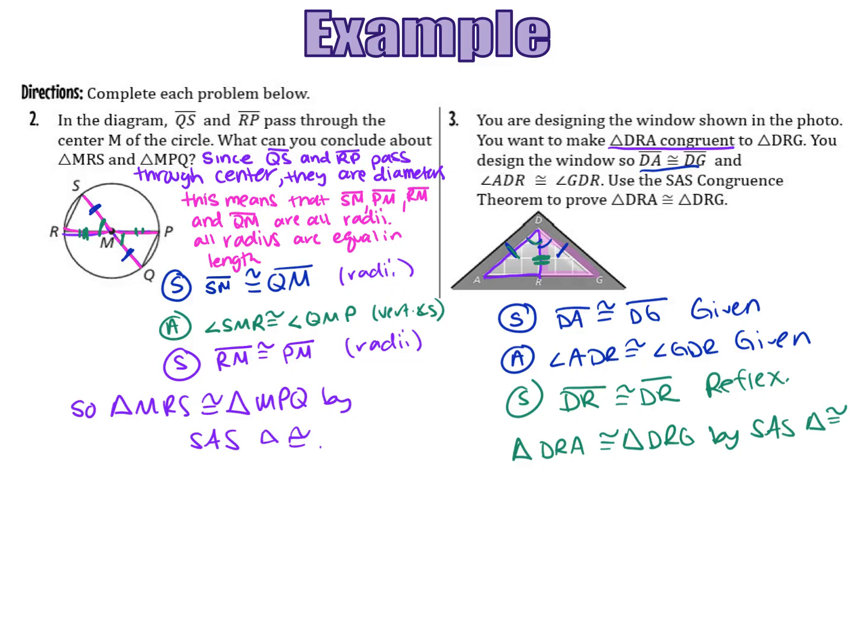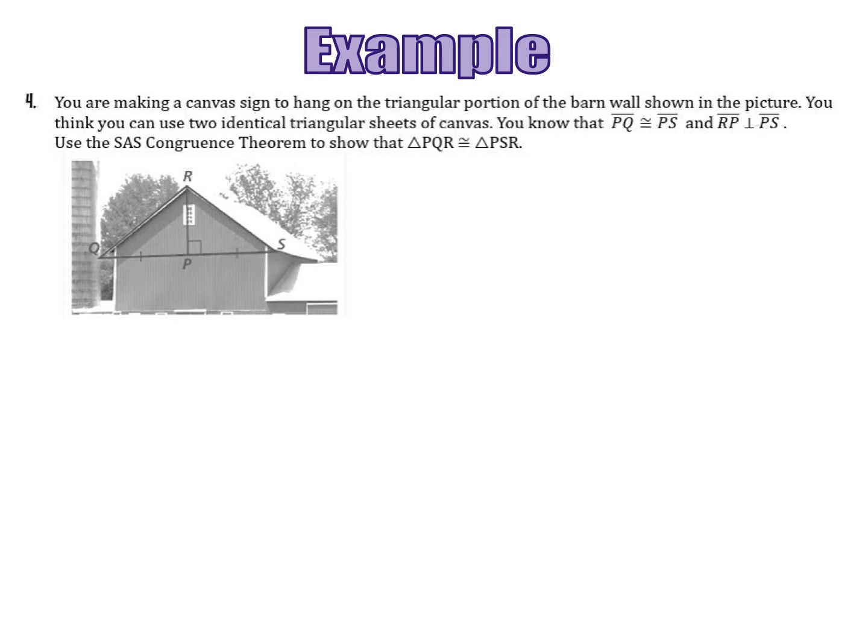Let's look at one more example and then we're going to wrap up this video. Let's read through number 4 together, and then I'm going to encourage you to pause the video and try and work through it on your own. Number 4, you are making a canvas sign to hang on a triangular portion of the barn as shown in the picture. You think you can use two identical triangular sheets of canvas. You know that PQ is congruent to PS and that RP is perpendicular to PS. Think about what it means to be perpendicular. Use the side angle side congruence theorem to show that the triangles are congruent.